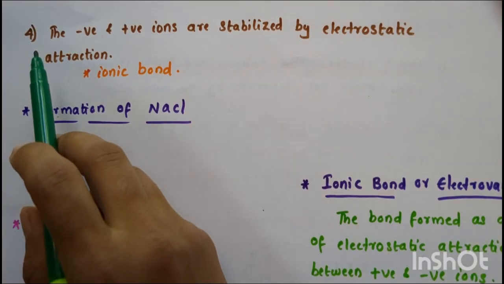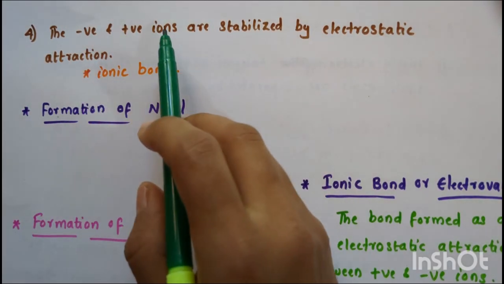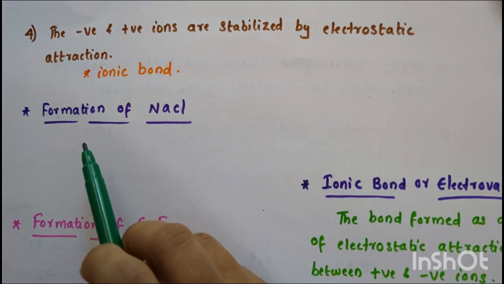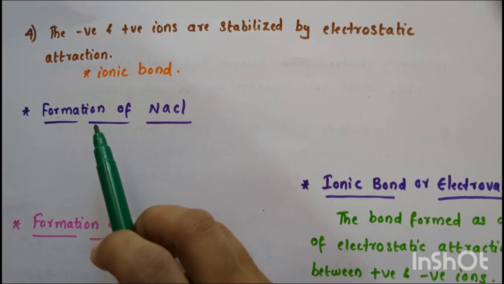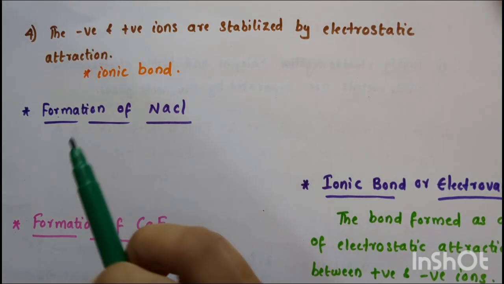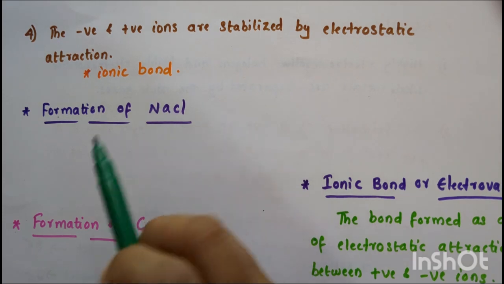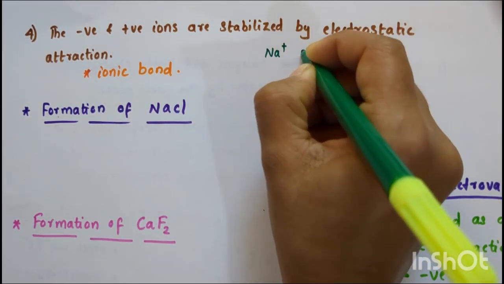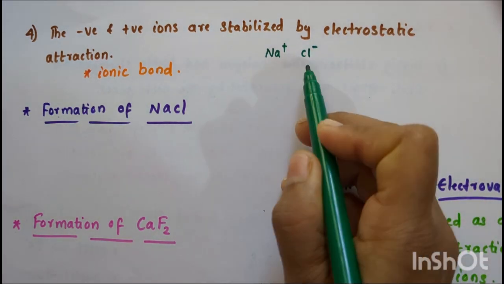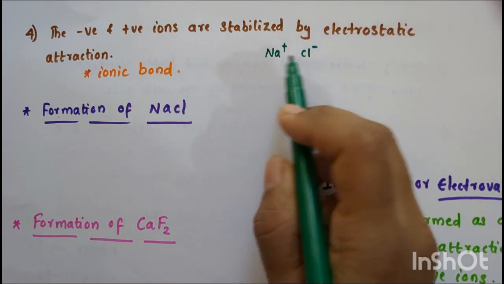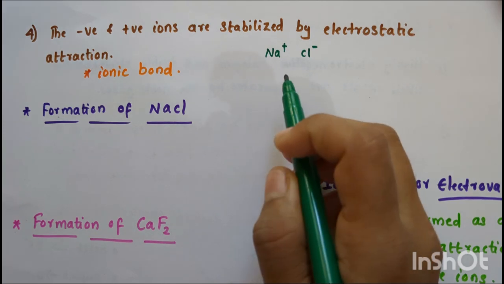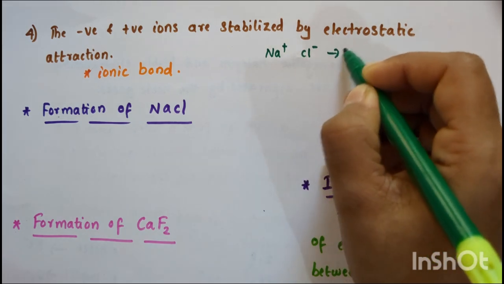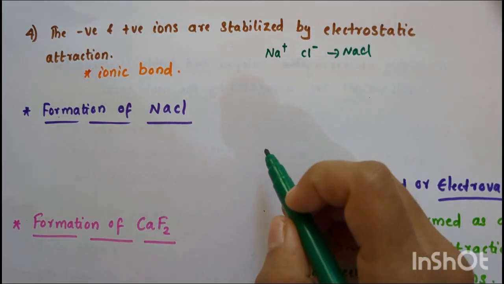Now, let us see the fourth observation. The negative and positive ions are stabilized by electrostatic attraction. That is, oppositely charged ions, positive and negative ions, they attract each other. For example, if you consider Na plus and Cl minus ions, they are oppositely charged. So, there will be an electrostatic force of attraction between them. This electrostatic attraction holds the ions together. And it forms what? NaCl, sodium chloride.